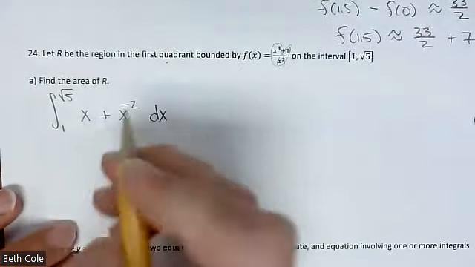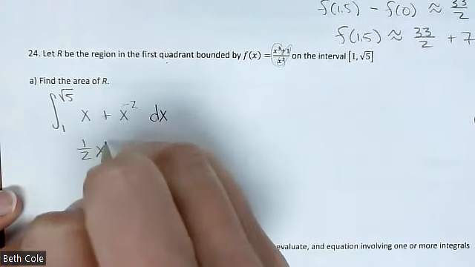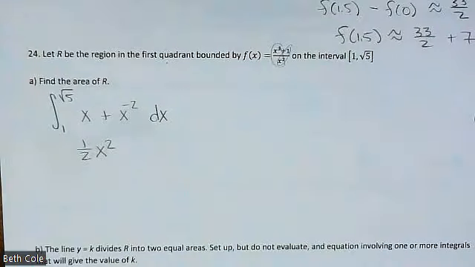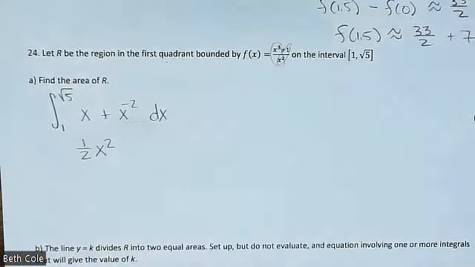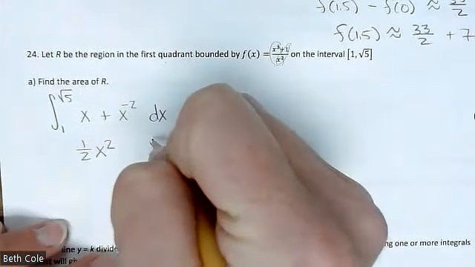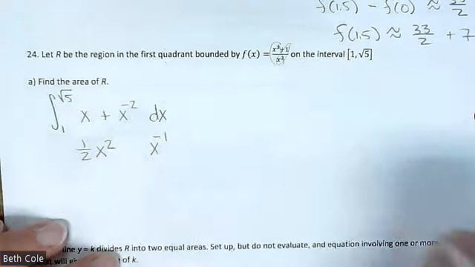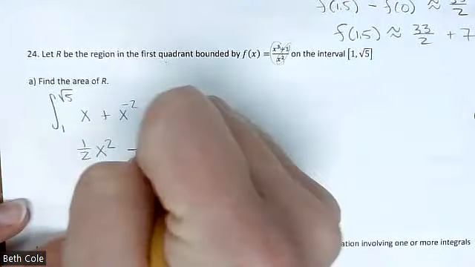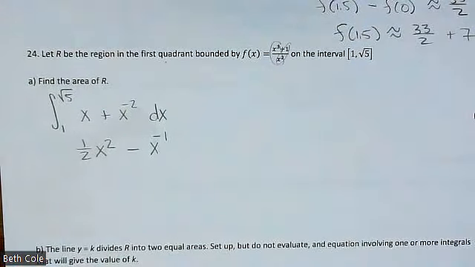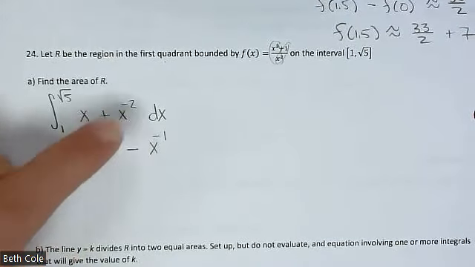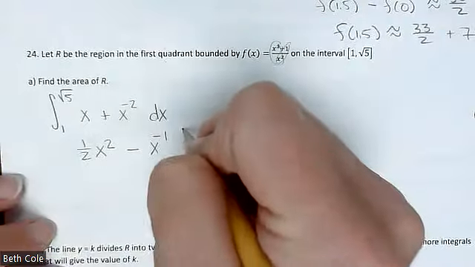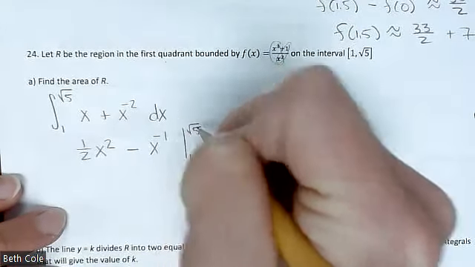Antiderivative of just plain x is 1/2 x squared. All right, antiderivative for your x to the negative 2. You add 1 to it, so it becomes less negative. It would be x to the negative 1, good, and then you would need a negative in front of that. You can always check it by doing the derivative. If you do the derivative of this, you should get what you just started with. And then such that 1 to square root of 5.